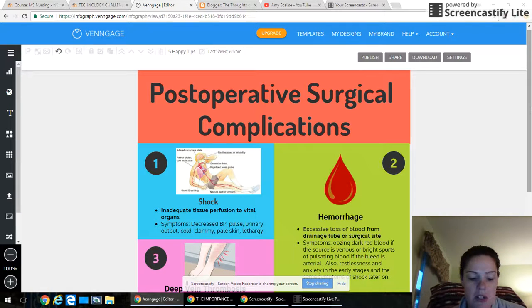Hypovolemic shock, which is the most common type of shock in post-op patients, results from a decrease in circulating blood volume. Symptoms include decreased blood pressure, pulse, urinary output, cold, clammy, pale skin, and lethargy. The second complication that can occur postoperatively is hemorrhage. Hemorrhage is the excessive loss of blood.